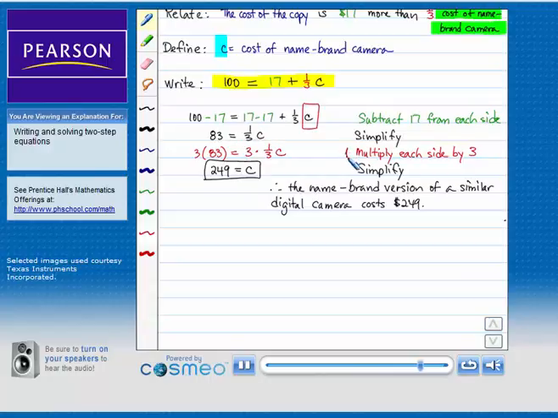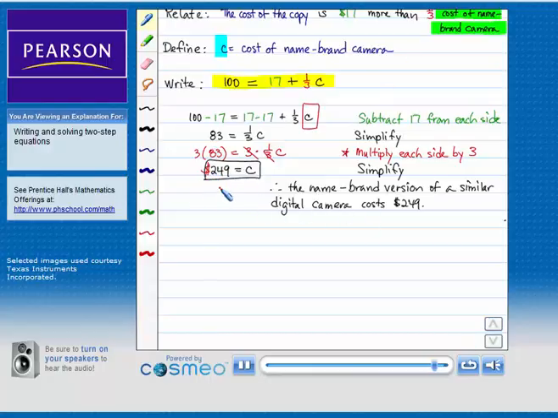Well, then the second step that I'm going to take is to eliminate the coefficient of the variable. I need to eliminate 1/3, so I need to multiply each side of the equation by 3. Right? Remember, when I multiply 3 times 1/3, I simply get 1. So I get 1C, which is what I'm looking for. 3 times 83 is 249. So when I simplify, I get that C, the cost of the new name brand camera, is $249.